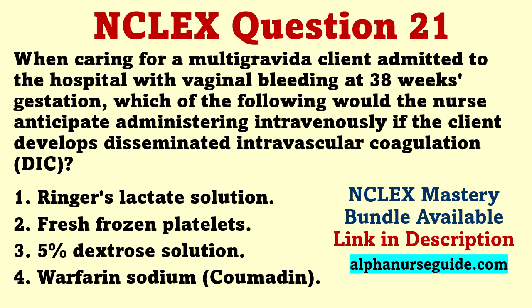Treatment of DIC includes treating the causative factor, replacing maternal coagulation factors, and supporting physiologic functions. Intravenous infusions of whole blood, fresh frozen plasma, or platelets are used to replace depleted maternal coagulation factors. Although Ringer's lactate solution and 5% dextrose solution may be used as intravenous fluid replacement, the client needs blood component therapy. Therefore, normal saline must be used. Intravenous heparin, not warfarin sodium, may be administered to halt the clotting cascade.